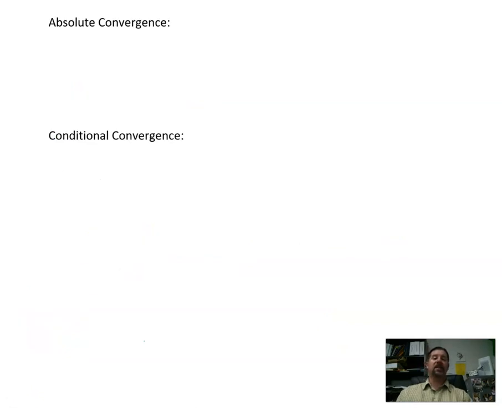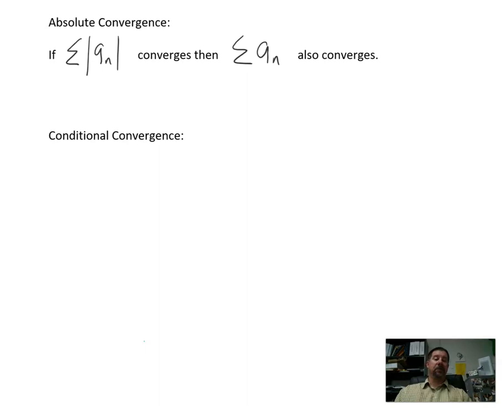Okay, so here is the definition of absolute convergence, and the difference between it and conditional convergence. What absolute convergence says is that if the sum of the absolute value of some series converges, then that plain series is also going to have to converge. Okay? That's absolute convergence. If both the series and its absolute value converge, then it converges absolutely.